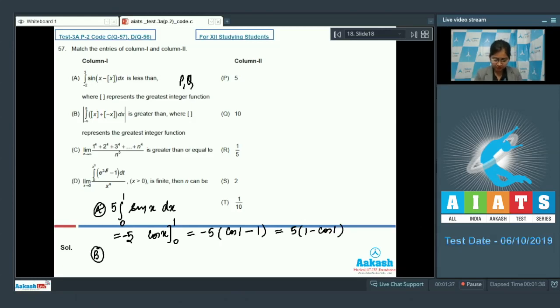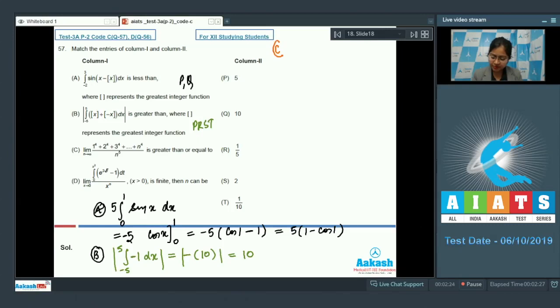Next is option number B, which says that integral greatest integer of x plus greatest integer of minus x gives us minus 1 when x is not an integer. So we can ignore those discrete points where it is integer. So this is equal to minus 1 into dx from minus 5 to 5. So that is equal to minus into 10, but we are talking about its modulus. So this is equal to 10. So this is greater than P R S T.